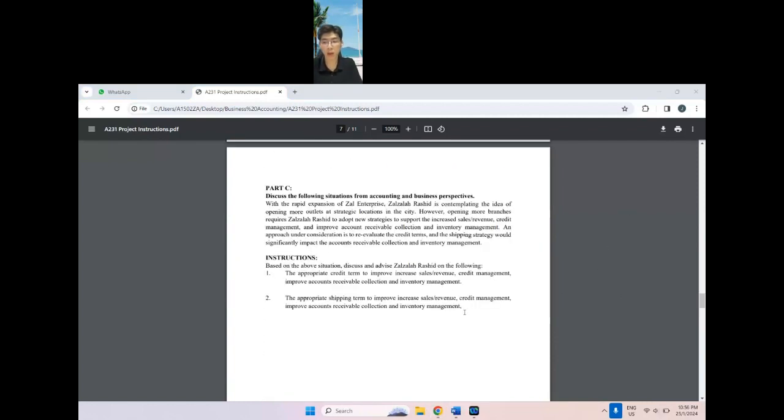In part C, we have to advise the appropriate credit terms to increase the sales or revenue, improve credit management, improve account receivable collection, and inventory management. To increase the sales or revenue, from my point of view, Zul Enterprise should offer flexible payment terms, such as extending the payment period or installment plans. This can make your product or services more accessible, and it will encourage your customers to make large purchases. And Zul Enterprise can use cash discounts to attract new customers.